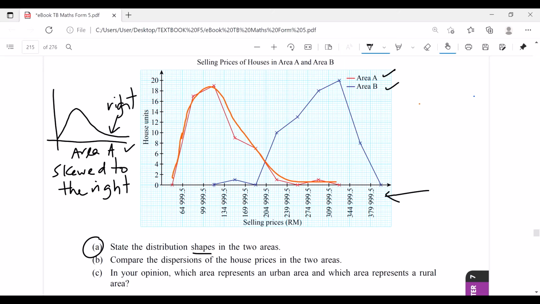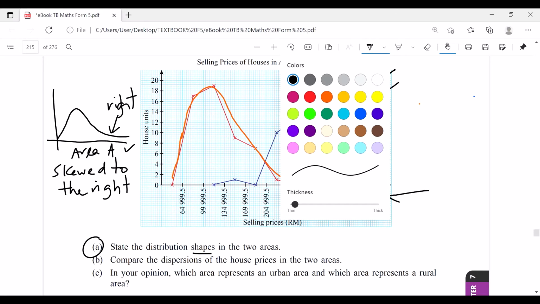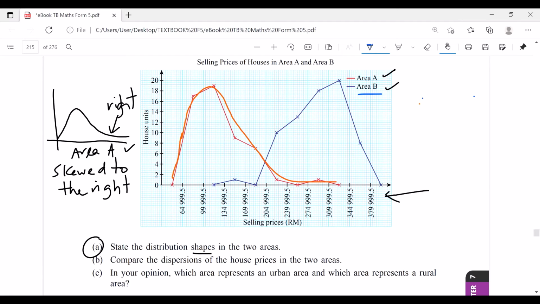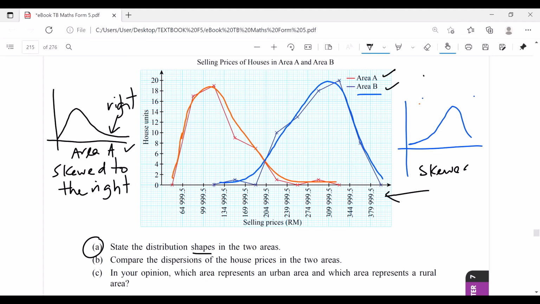For area B, the graph is like this. There is a tail over there, and then you go up and then go down. So you have a tail on the left side. The distribution shape for area B is skewed to the left. Look at the tail: the left comes from the tail.